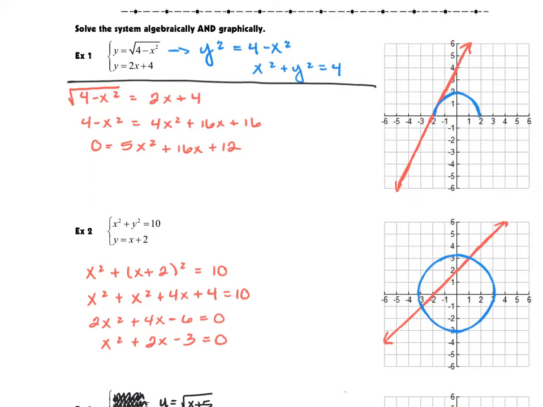Okay, so now that you have those graphed, let's take a look at the algebra aspect of this. On our first one here, what I want you to notice is that both of the equations have already been set equal to y, which means a simple substitution is going to be an easy strategy here. We can just set them equal to each other, which is what I've done right here. So I have my square root of 4 minus x squared, and I have my 2x plus 4.